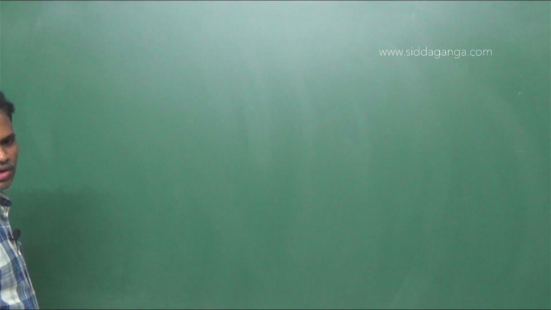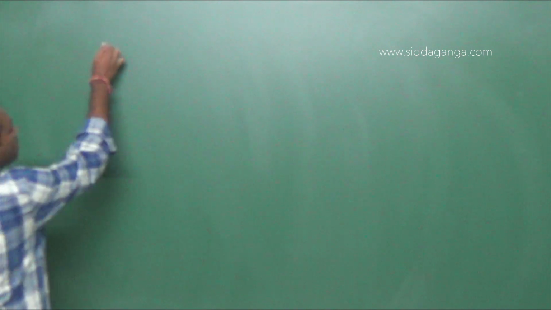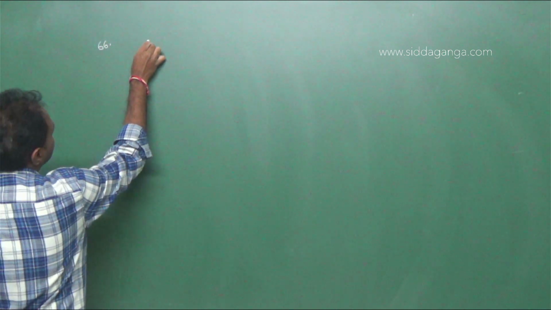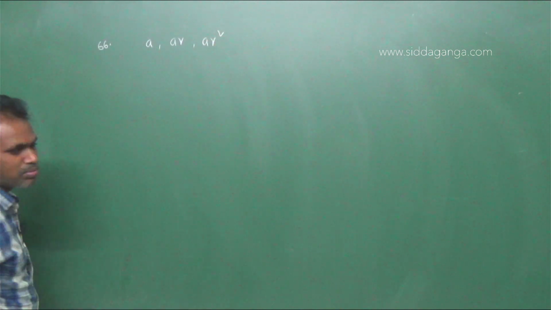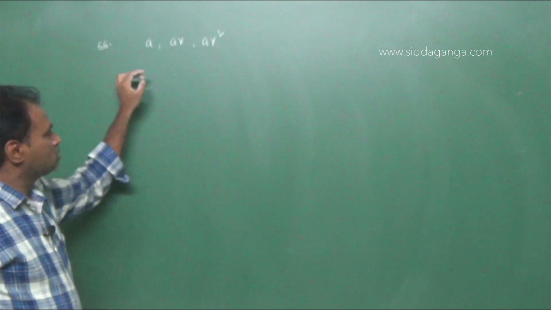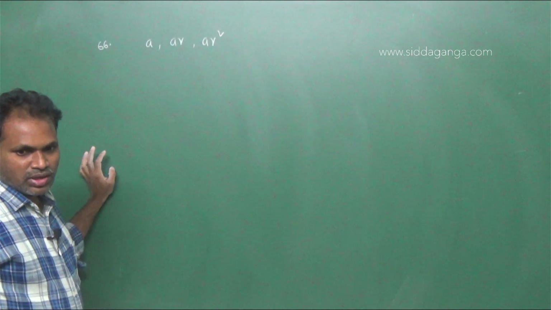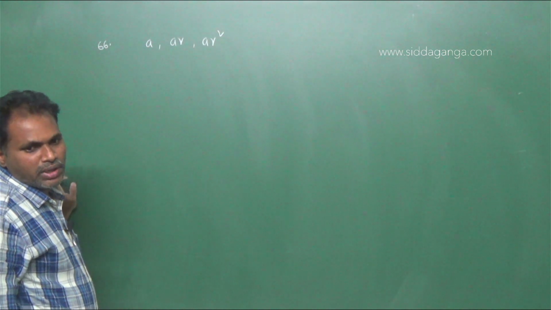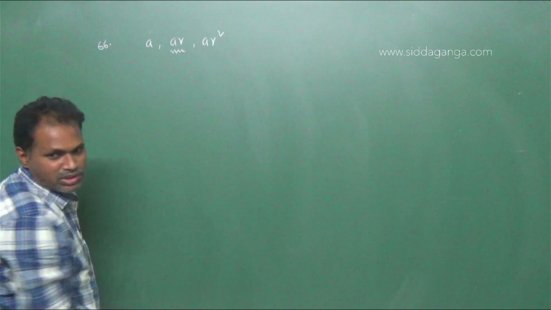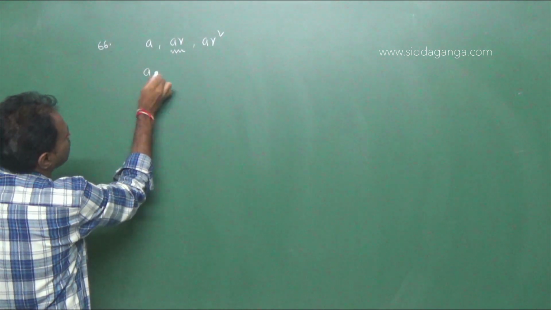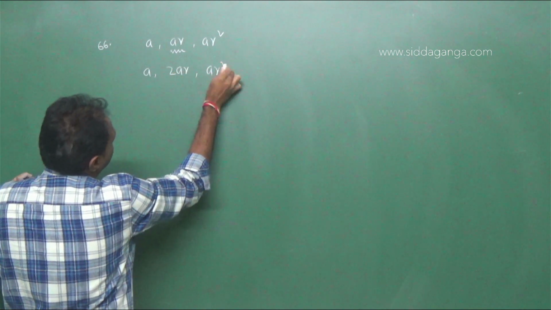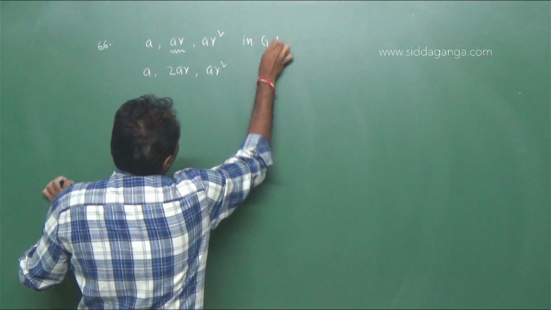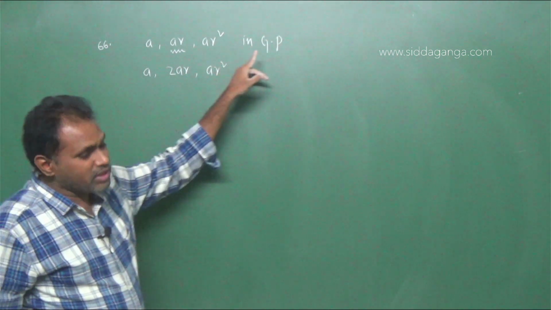Now, three positive numbers form an increasing GP. Therefore, the three terms in GP are a, ar and ar square. a is the first term in the GP and r is the common ratio. If the middle term in the GP is doubled, that is a, 2ar, ar square.